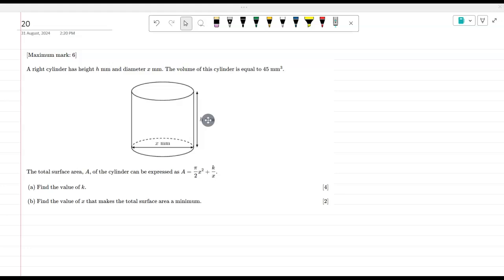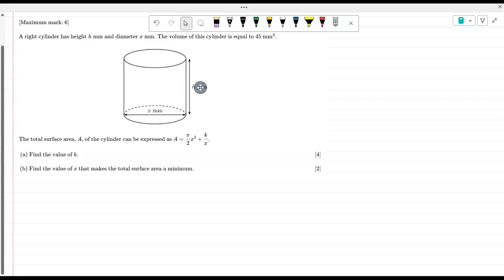Okay, so what is the total surface area? What did I tell you? Whenever you're doing surface area, imagine you're painting it. So how many surfaces are you painting? 1, 2, 3. What is the bottom? The radius is x upon 2. What shape is the bottom? Circle. So area of a circle is pi r square. How many such circles are there? 2, one above and one below.